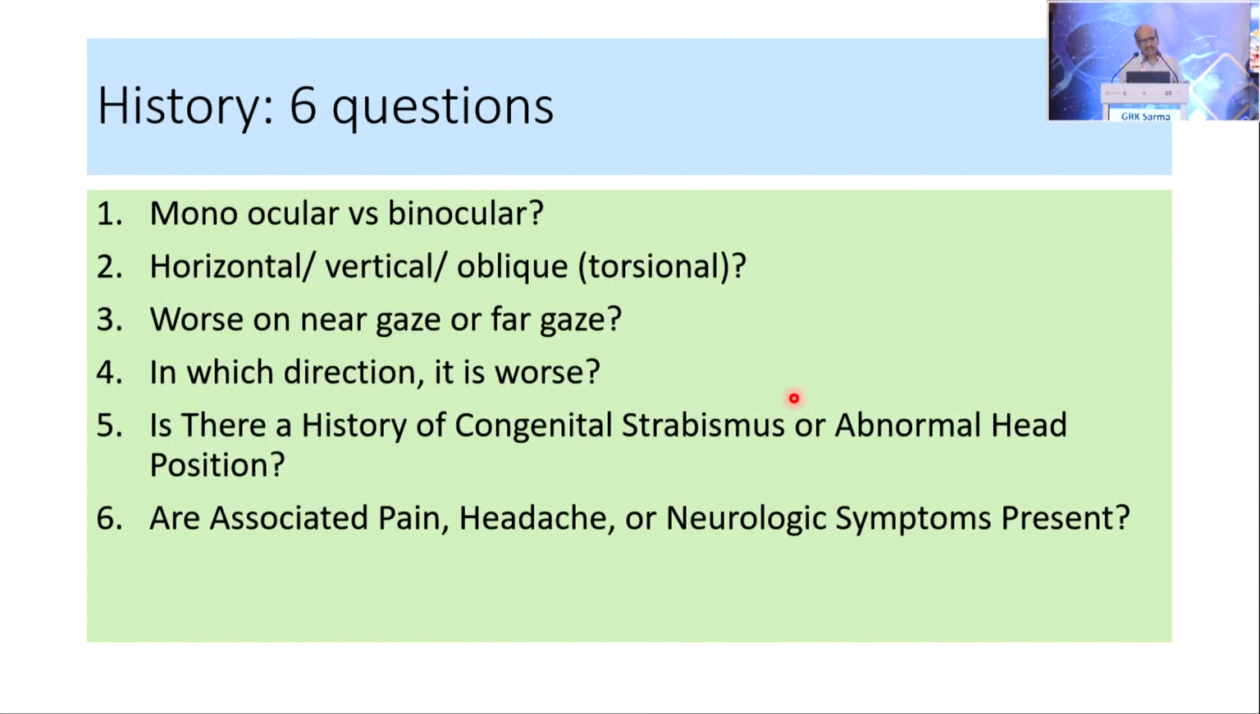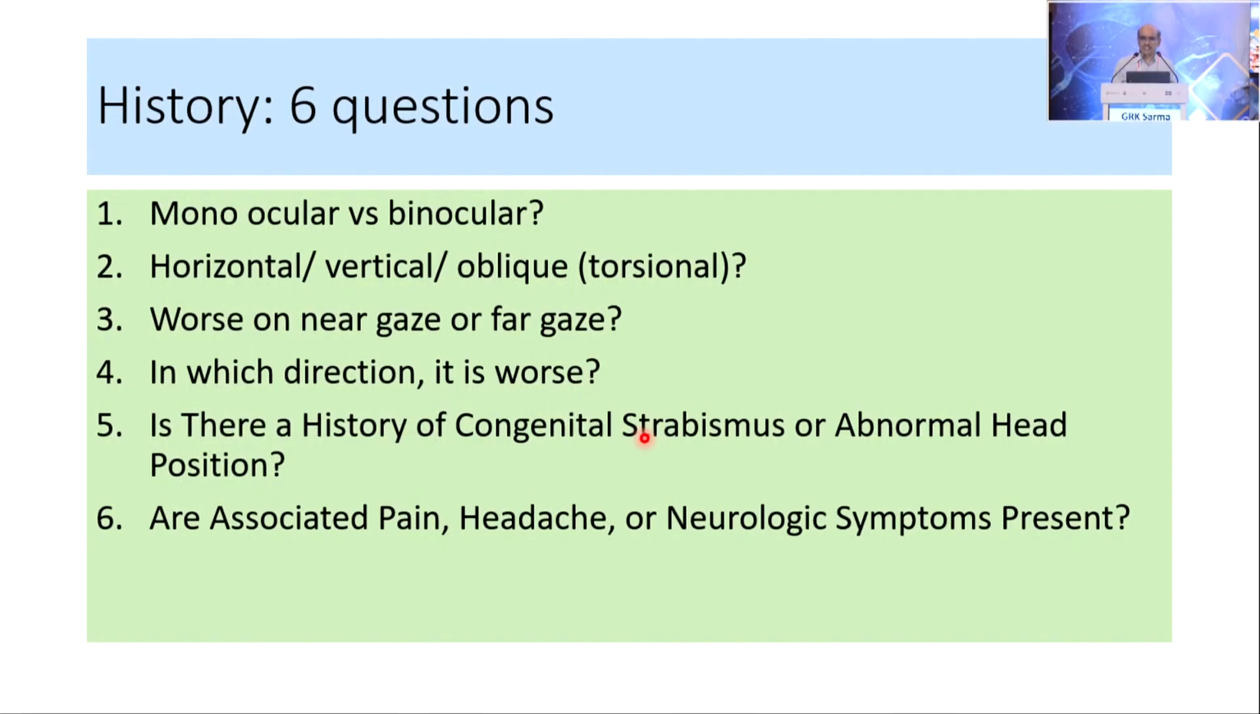History, of course, a detailed history is important, but these 6 questions are aimed at localizing the lesion. This is from Continuum 2014. So, first question is monocular versus binocular. If diplopia is horizontal, vertical, or torsional, is it worse on near gaze or far gaze? In which direction does it get worse?